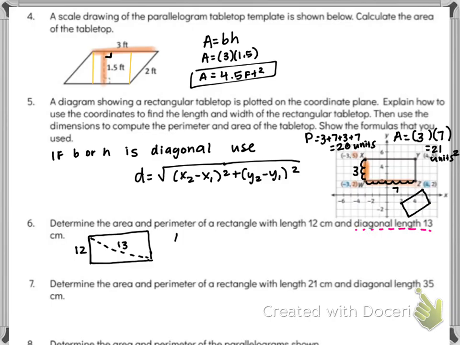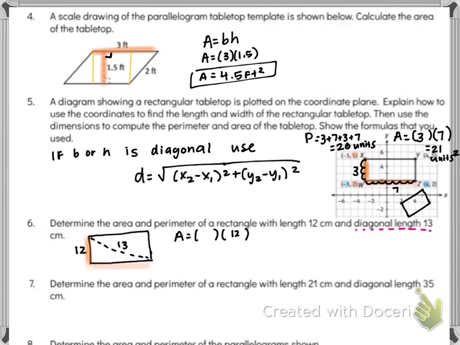Every time I start a question, make sure you write your formula down so you remember what you're looking for. So area is what we're looking for in this shape. We want area, which is base times height. So this is our base, this is our height. We don't have our base, we have our height. So let's go ahead and put 12 in there. I need to calculate this bottom side right here.